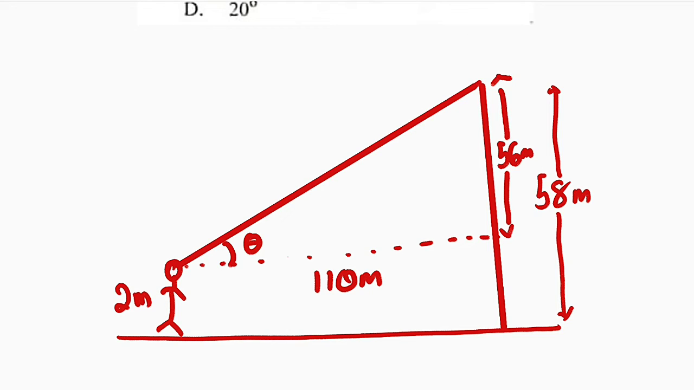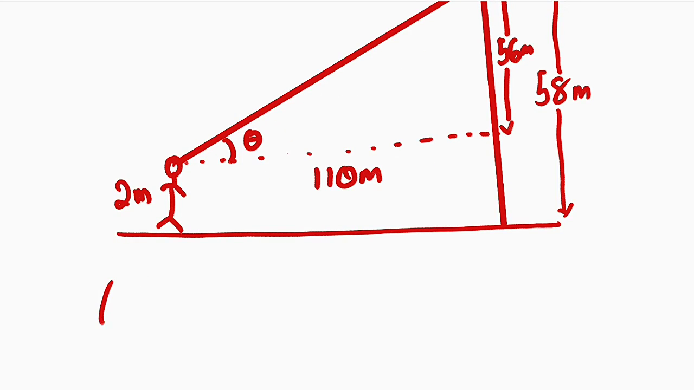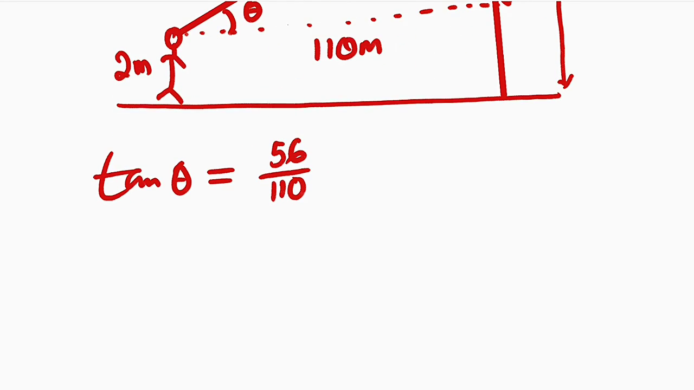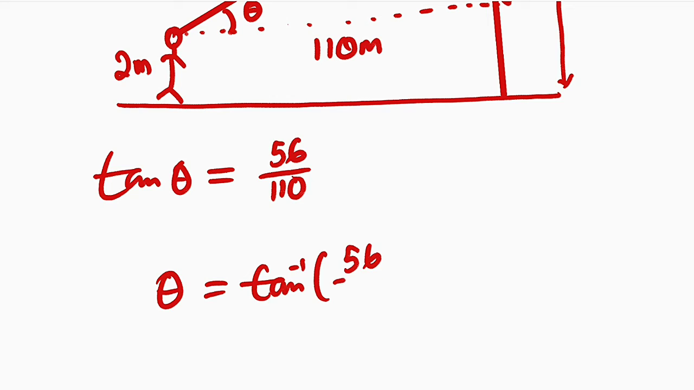To find theta, the relationship between the opposite and adjacent side is tangent. Therefore, tangent of theta is equal to opposite, which is 56, divided by adjacent, which is 110. Then to find theta, you take tan inverse of both sides. Tan inverse of 56 divided by 110.